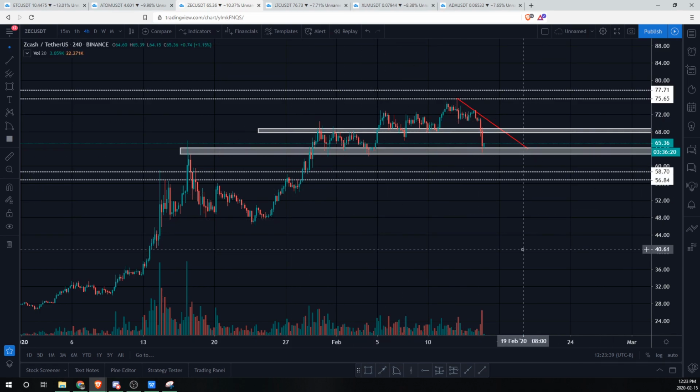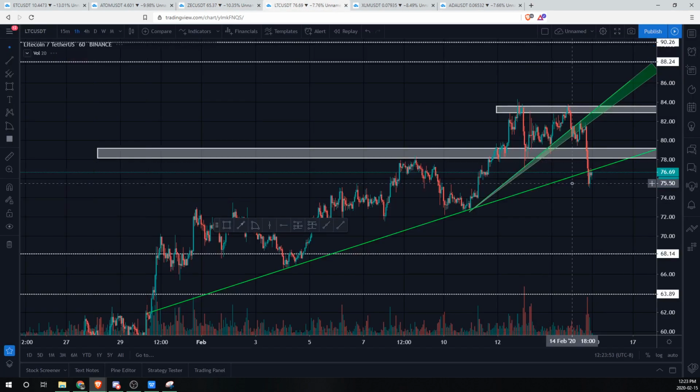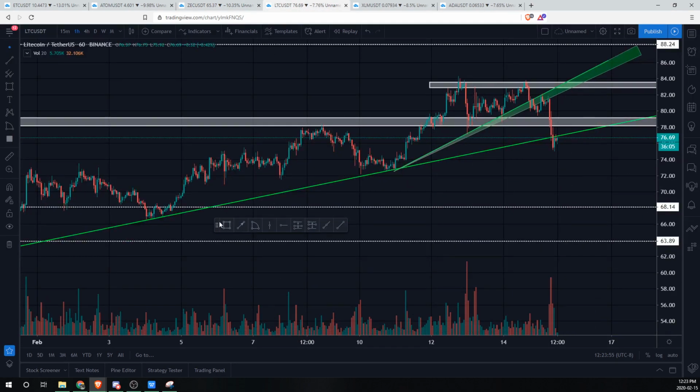So that's ZEC. I'm not really going to be looking at entering right now, but that's what I would like to see before I look to enter, and I'm not really looking at shorting. I think there's better opportunities that we could be looking at. Shorting Dash is a really good opportunity for a short, in my opinion, when we do eventually get to it. So LTC is next, Litecoin.